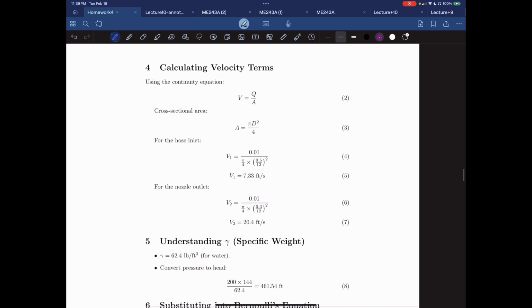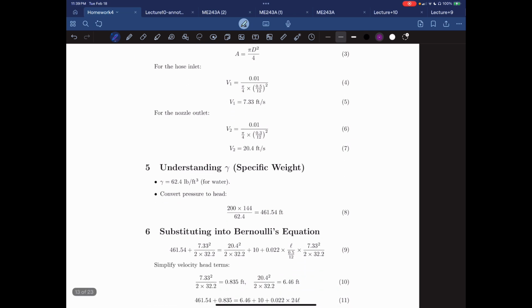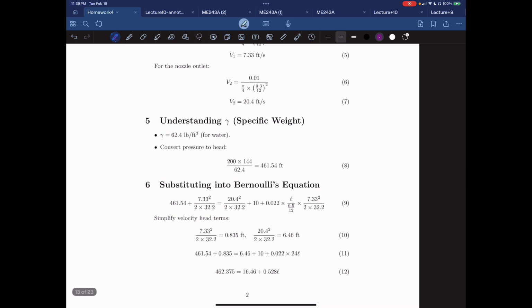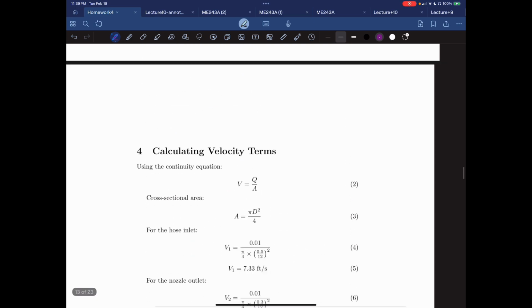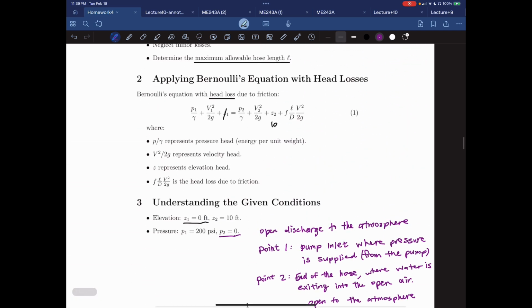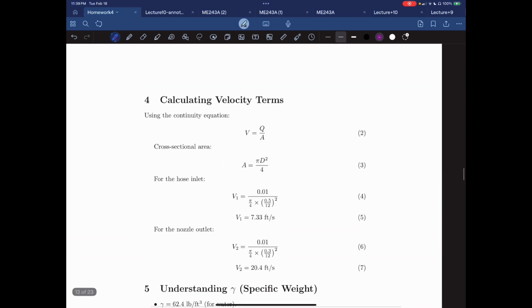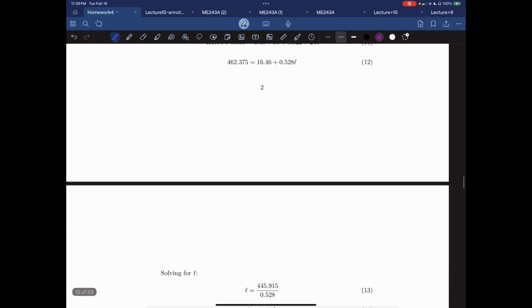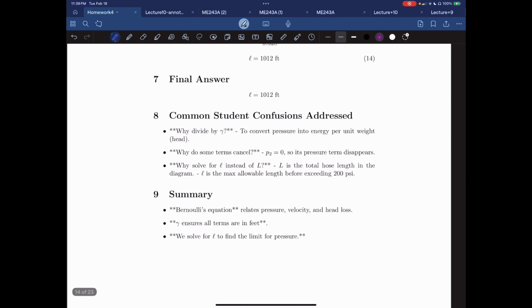Continuing, so now we calculate velocity using the cross-section area, and we also find the nozzle outlet velocity. And just to further explain the specific weight, because a student was asking about this variable, these are the variables hopefully laid out better from the beginning equation that we used for Bernoulli's equation. Okay, using Bernoulli's equation with head loss due to friction, we apply it. And then we find that L is 1,012 feet. Those are some common questions that I'm just addressing.